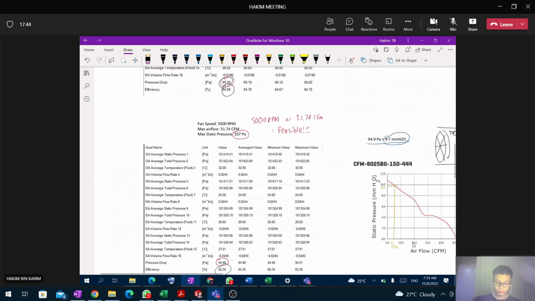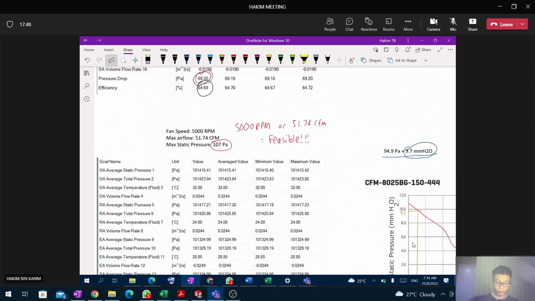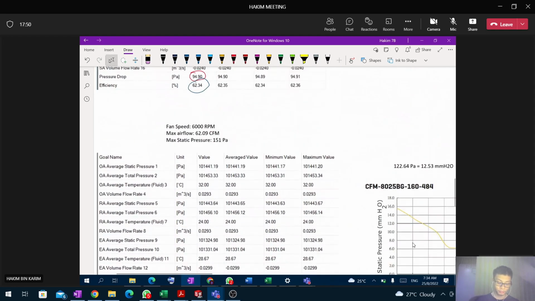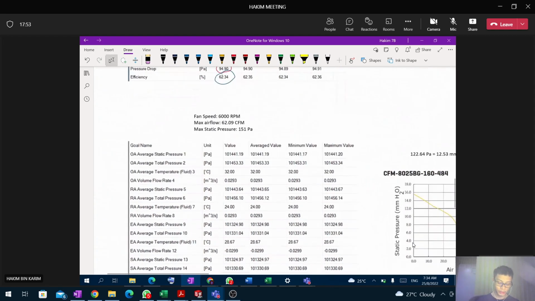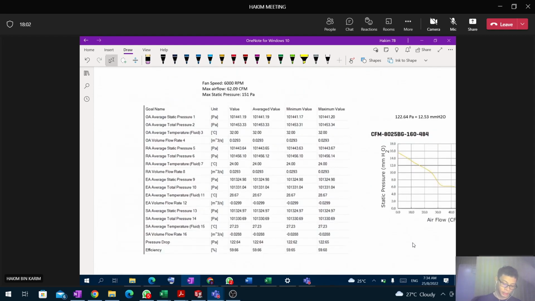Now moving on. How about if we increase the fan speed even further from 5000 RPM to 6000 RPM? This is the max airflow from the technical datasheet, 62.09 CFM and 151 Pascal static pressure. The pressure drop is 122 Pascal and the maximum static pressure is 151 Pascal, so the static pressure is higher. So this design is also feasible.